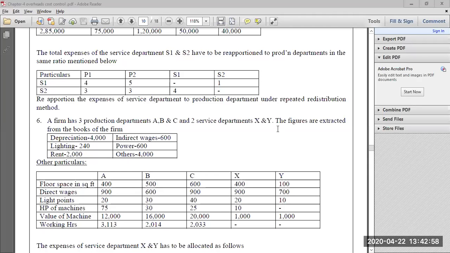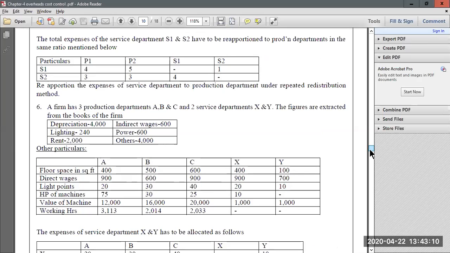Hello students. Today we'll be discussing the sixth question and also the seventh problem, which will complete our secondary distribution and repeated redistribution method. So today we will be discussing two questions.